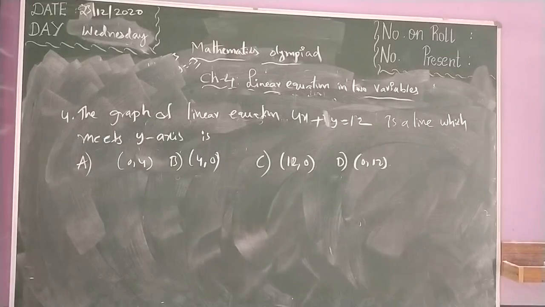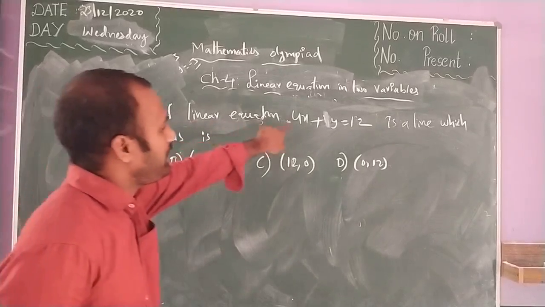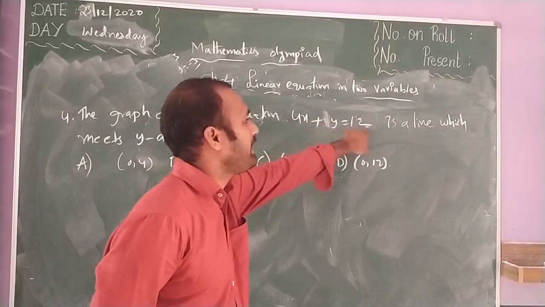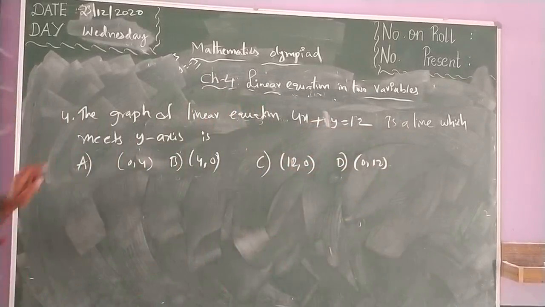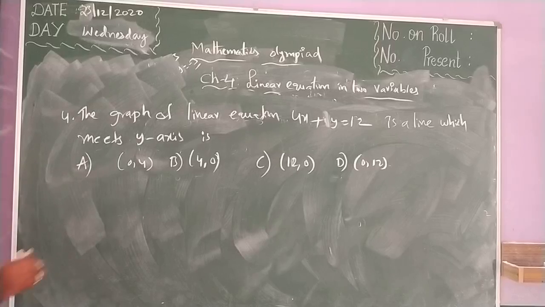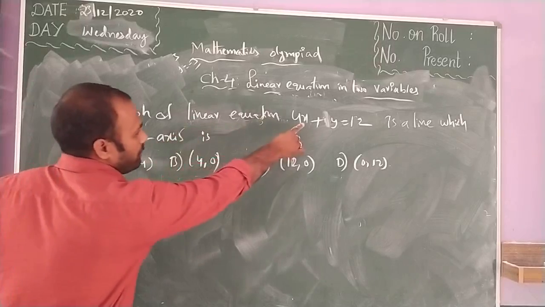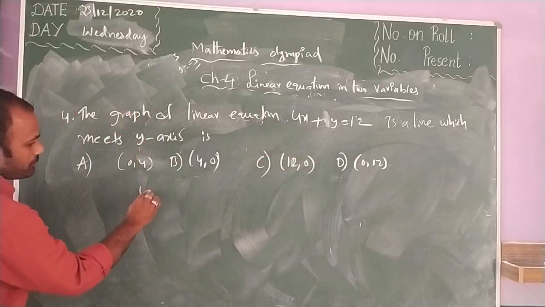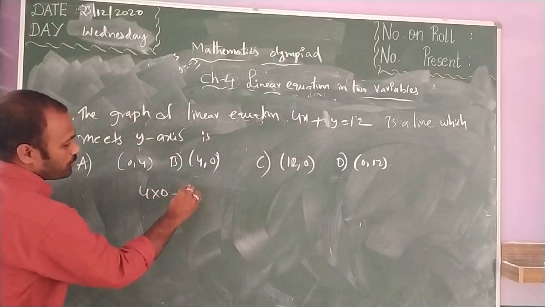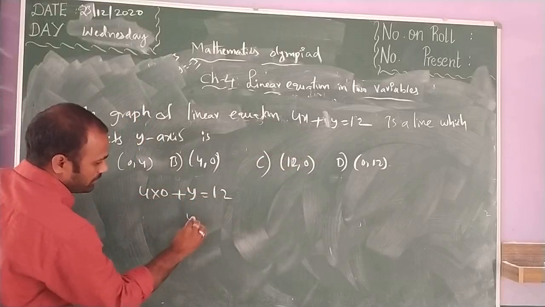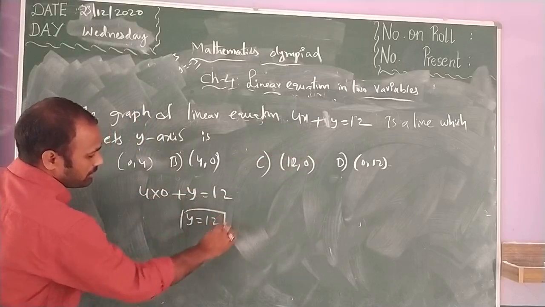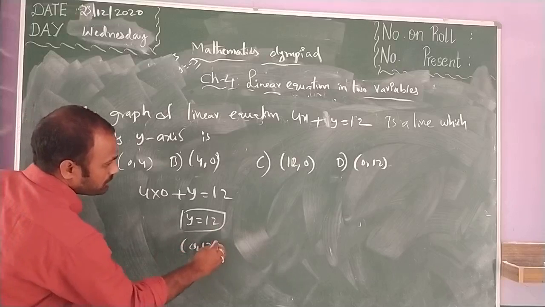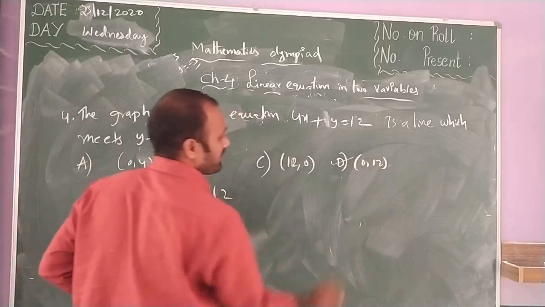Next, let us see the fourth question. The graph of the linear equation 4x plus y is equal to 12 is a line which meets the y-axis. In the previous question it was the coordinate axis, now here the question is only the y-axis. If it is the y-axis, then definitely we will put x as 0. So 4 into 0 plus y equals 12. So y equals 12. So the point will be 0, 12. So option D is correct.